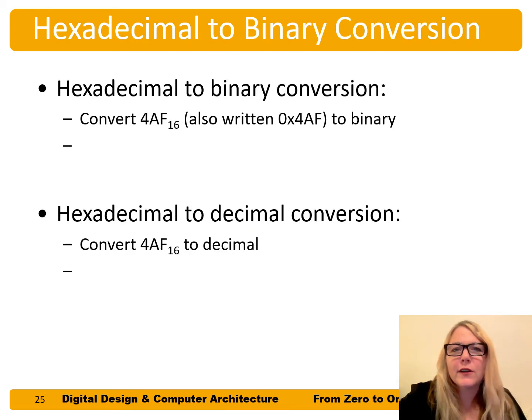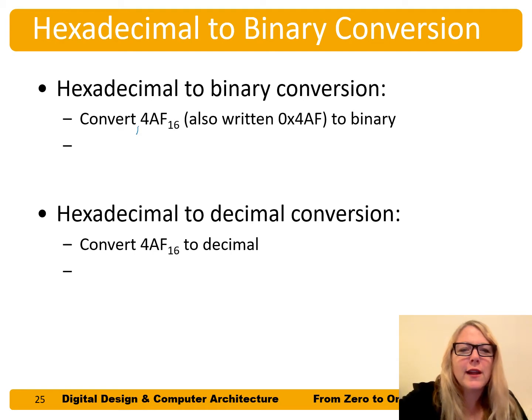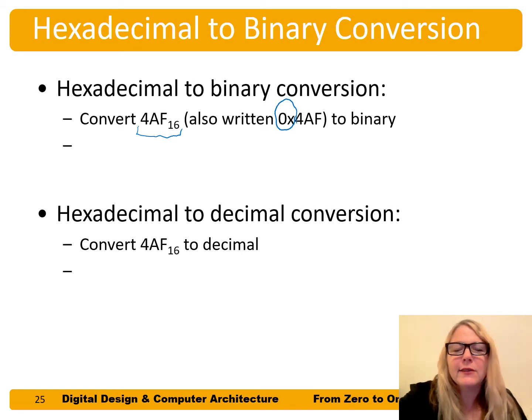So we can convert hexadecimal numbers to both binary and decimal. Let's start by converting hex 4AF, again base 16, to binary. We can write that, and it's most commonly written with a prefix 0x. And that 0x is not an O and X, it's the number 0 and X. Okay, so we'll take hex 4AF and convert it to binary.